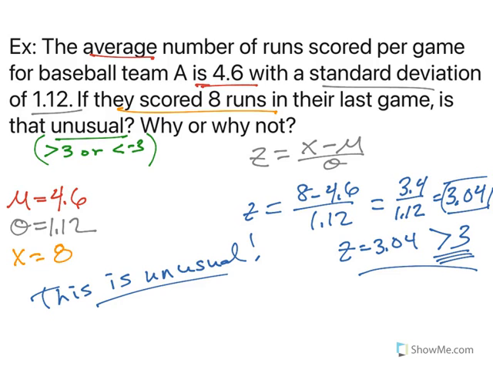And it's because our z-score is greater than 3. It falls outside of the normal range.